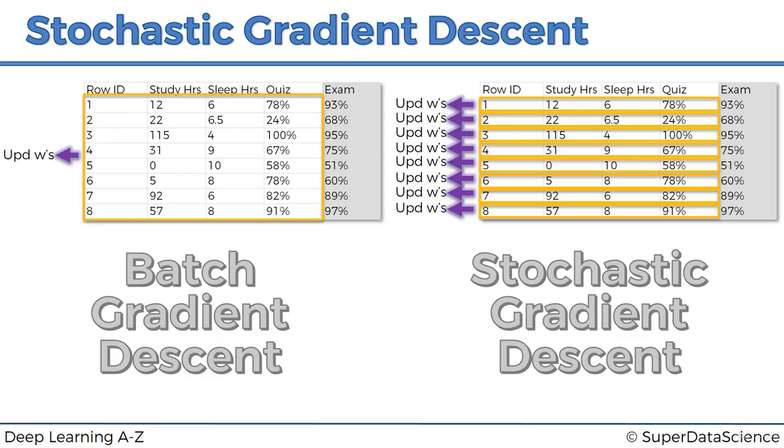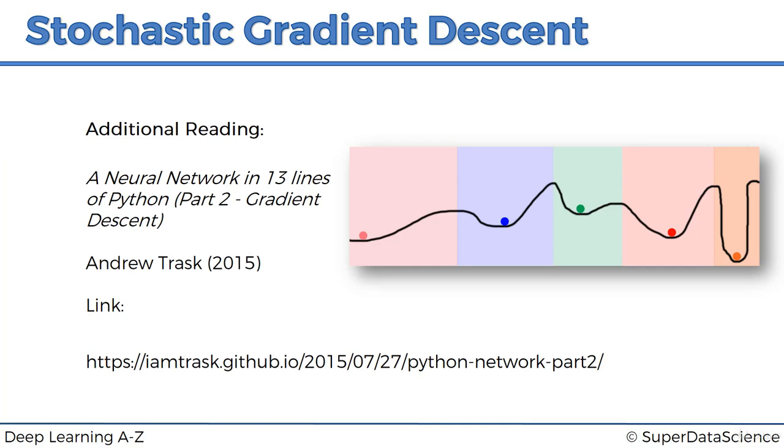If you'd like to learn more about gradient descent, there's a great article which you can have a look at. It's called A Neural Network in 13 Lines of Python, Part 2, Gradient Descent by Andrew Trask. The link is below. It's on GitHub, a 2015 article, very well written, in very simple terms. It's got some interesting, philosophical or just interesting thoughts on how to apply gradient descent, what the advantages and disadvantages are, and how to do things in certain situations. So it's got some very cool tips, tricks, and hacks. Very easy read, so definitely check that out.